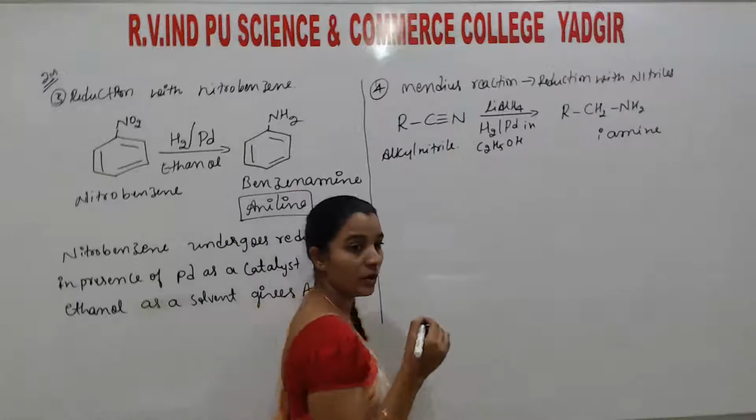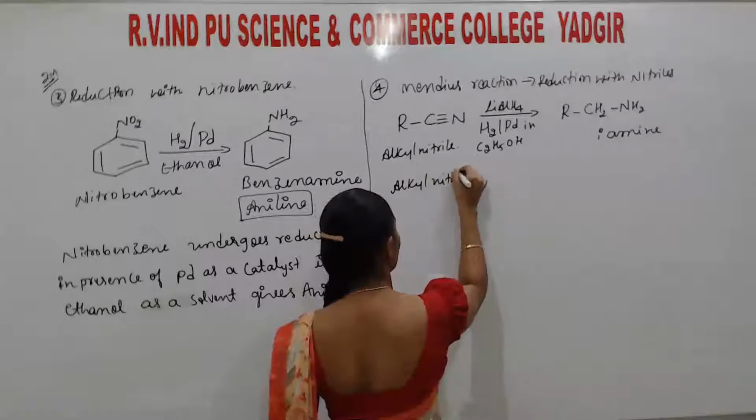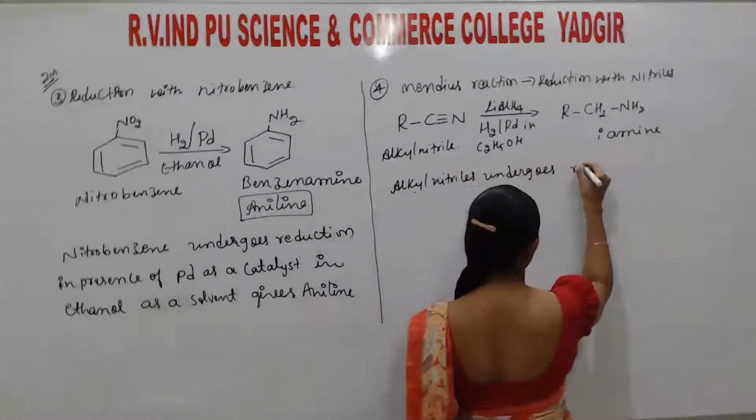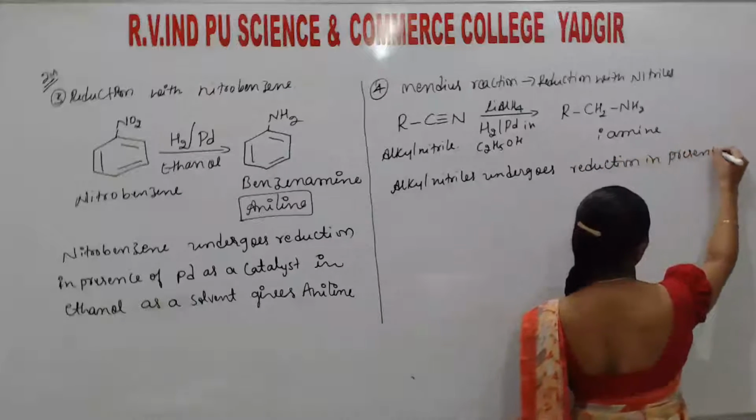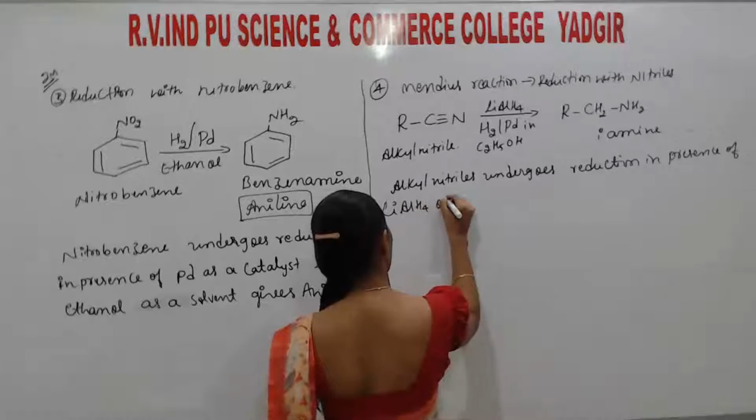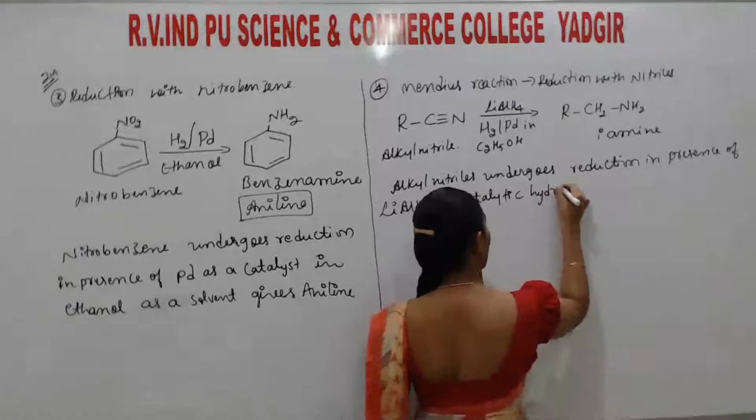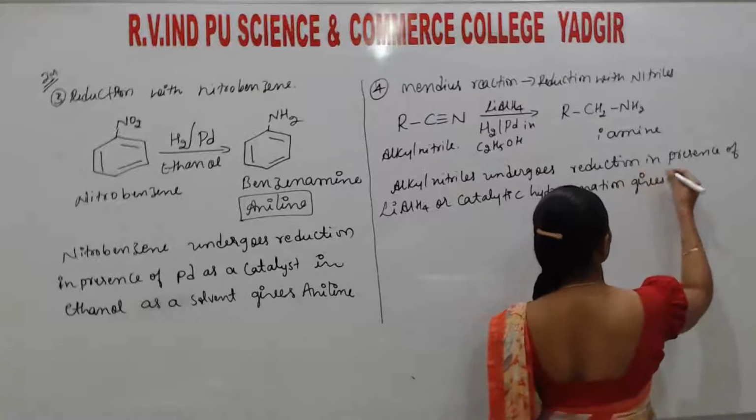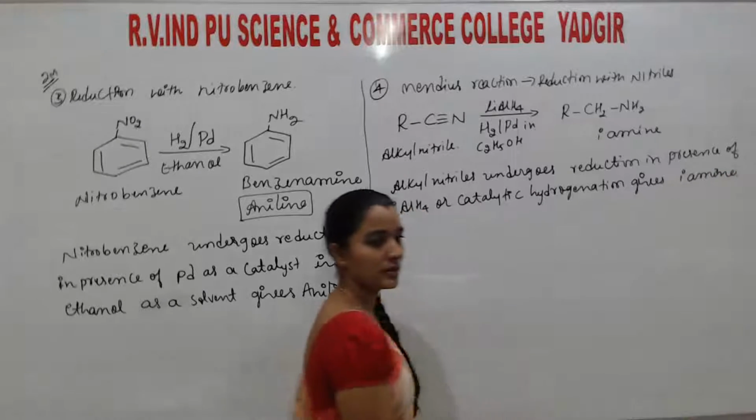Okay, so students, how do you write? Listen: alkyl nitriles undergo reduction in the presence of lithium aluminium hydride or catalytic hydrogenation, giving a primary amine. This is the explanation.